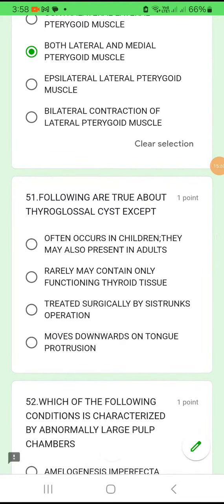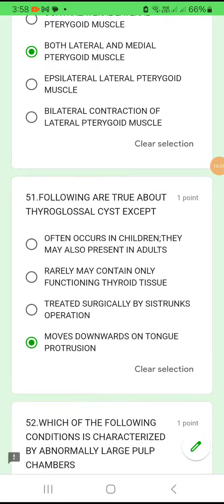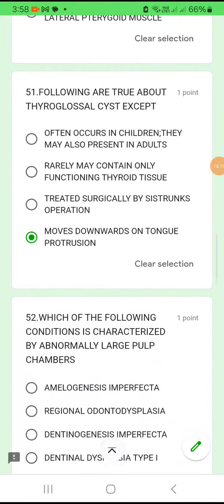Question number 51. Following are true about thyroglossal cyst, except often occurs in children. They may also present in adults, rarely may contain only functioning thyroid tissue, treated surgically by Sistrunk operation, moves downward on tongue protrusion. No, thyroglossal cyst moves upward on tongue protrusion. Okay, so that is a wrong statement.